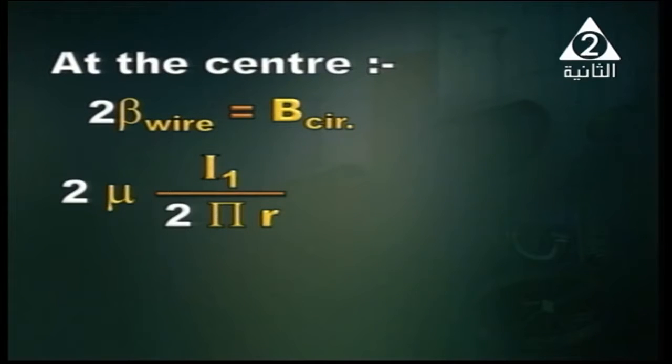Okay, your attention please. As a matter of fact, it should be I1 over 2 pi D, but the distance at the center of the loop, the point is located at a distance which is equal to the radius. So we can replace D with R. Okay, thank you very much.